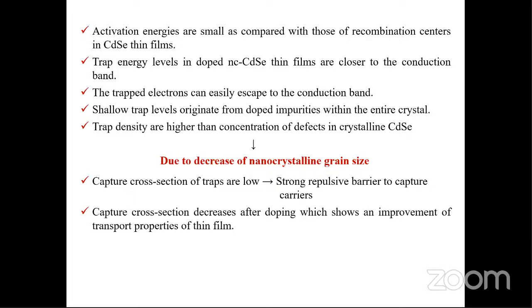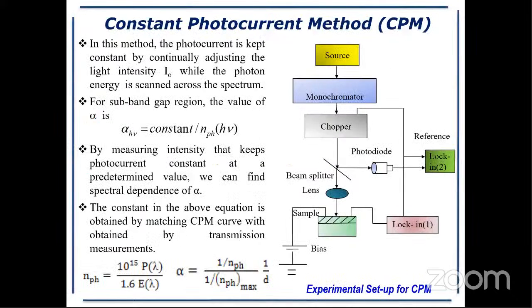Now the capture cross section of traps is low due to the strong repulsive barrier to capture carriers, and this capture cross section ST, which I have represented in the table, decreases after doping, which shows that an improvement of the transport properties of thin films is taking place.